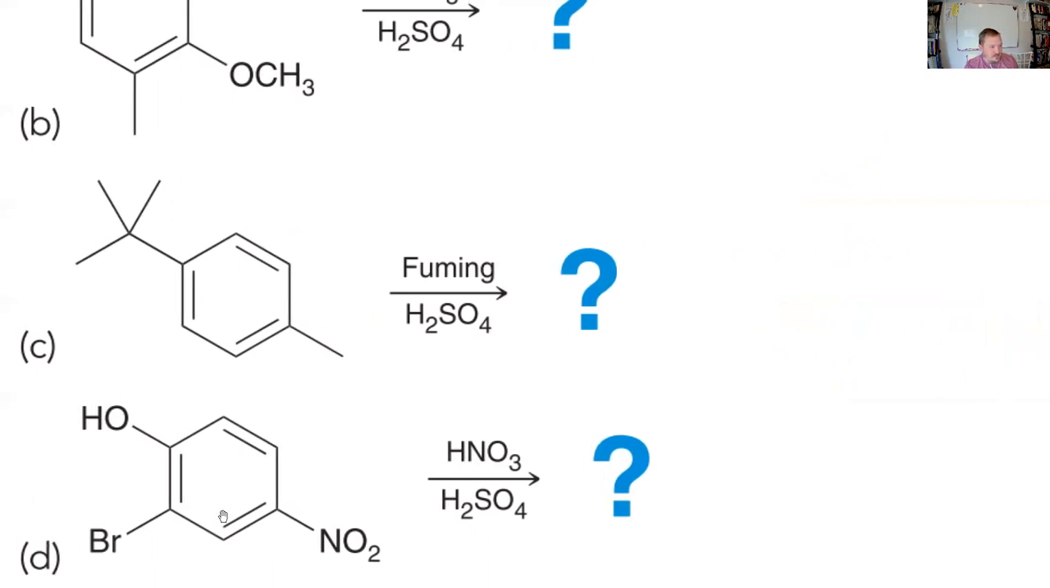And last case here, we've got a strongly activating alcohol group. So that's going to be in control of the whole thing. And that's going to put our new nitro group ortho to the existing alcohol group, or meta to the existing nitro group.